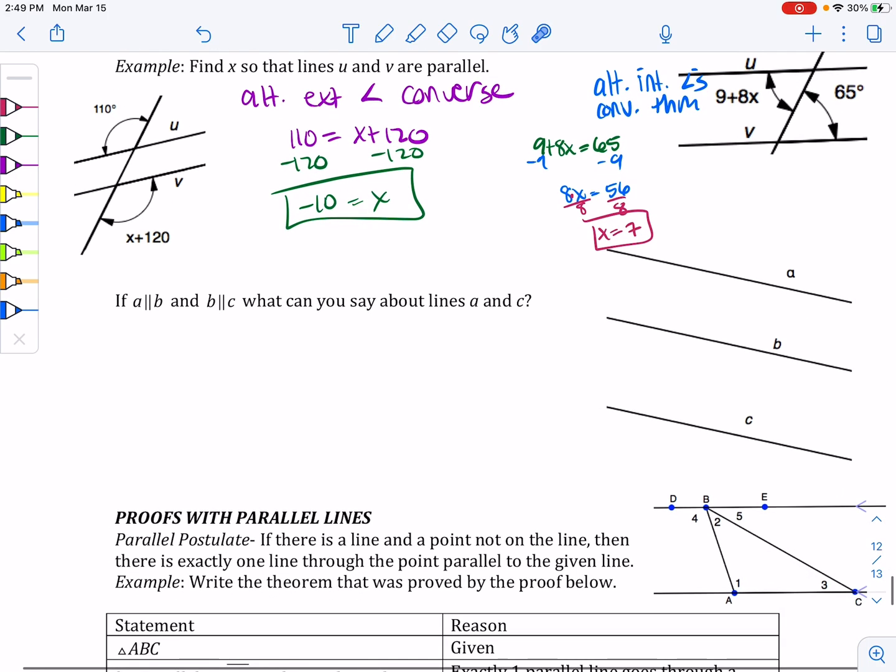Okay. So here we have A is parallel to B. So one of the things we're working on is marking up our diagrams. So A is parallel to B. We know B is parallel to C. So these two are congruent to each other. What can we say about A and C? Well, these are parallel and these are parallel, so that means these are also parallel. So A is parallel to C.